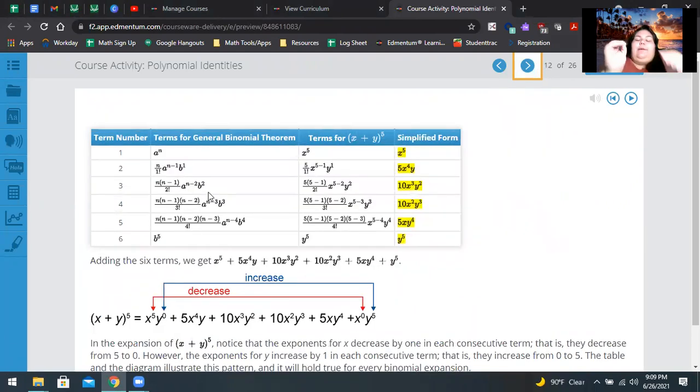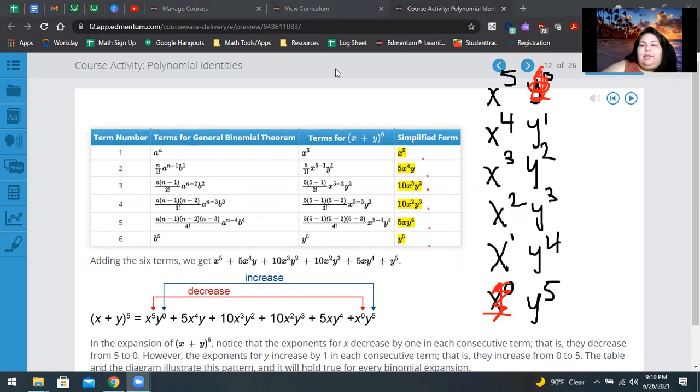So that idea that I mentioned, that one of the variables is decreasing by power and the other one is increasing by power, they're actually stating that here. Now here's another thing that I probably should have mentioned. Because it's raised to the 5th power, look at all these exponents. 5 plus 0 is 5. 4 plus 1 is also 5. 3 plus 2, 5. 2 plus 3, 5. So whatever power it is, if you add the exponents, it should lead you to the same power it is raised to.